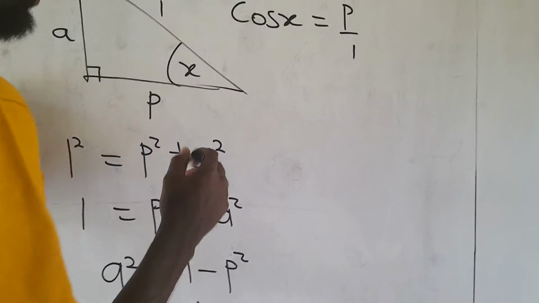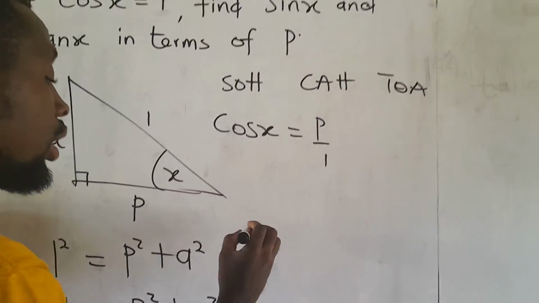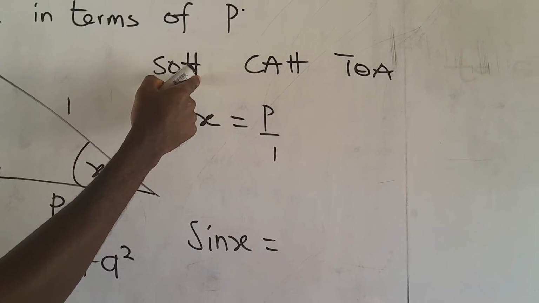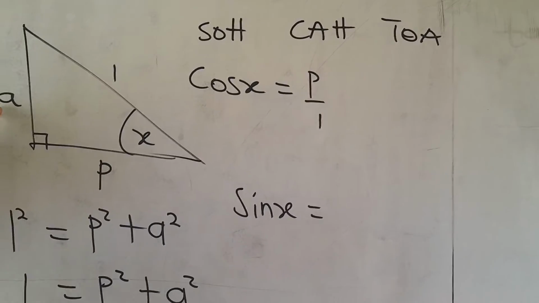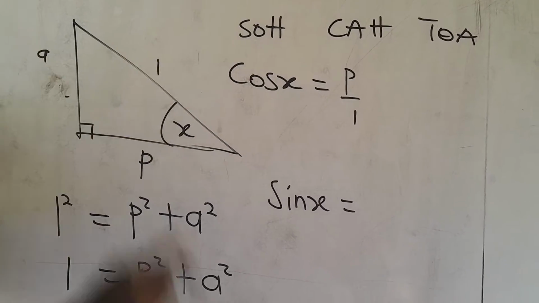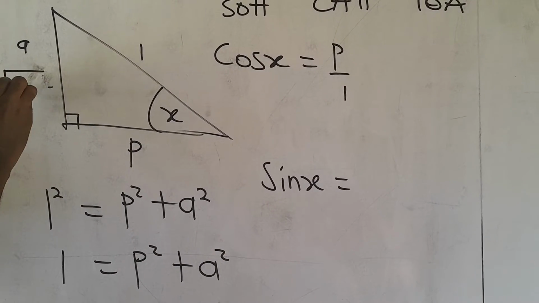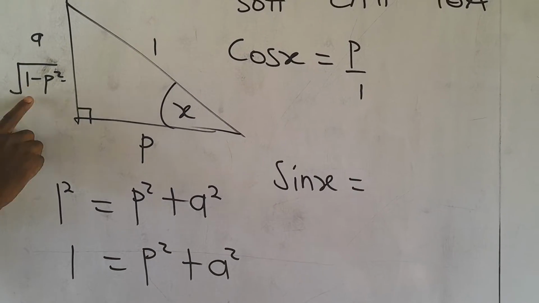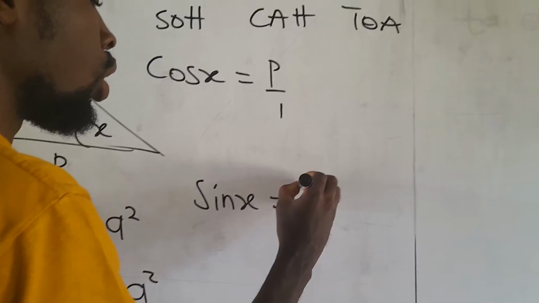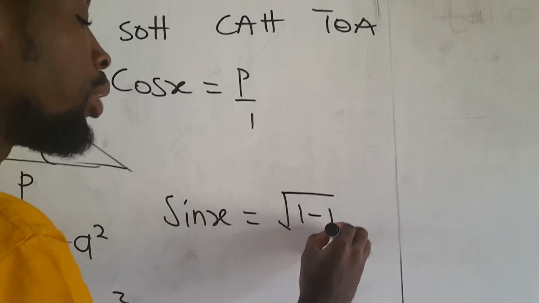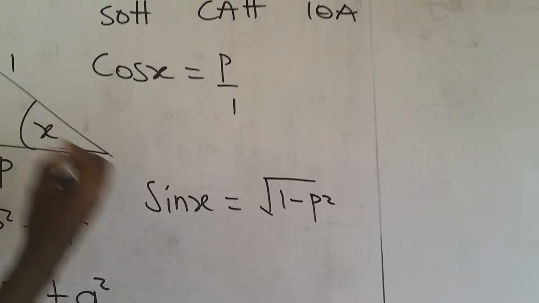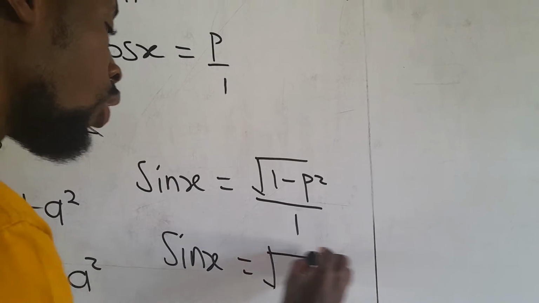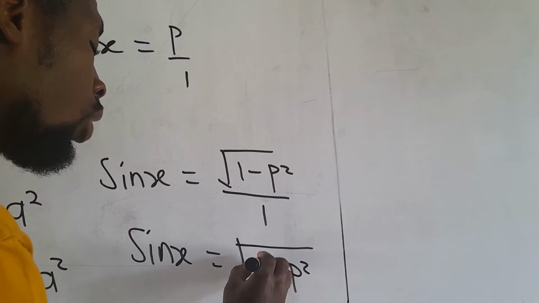Now we can find sin x and tan x. So our sin x, remember, is opposite over hypotenuse. What's our opposite? Since it's found in the first quadrant, we only use the positive aspect. That's the square root of 1 minus p squared. So sin x will be the square root of 1 minus p squared over the hypotenuse, which is 1. So this sin x will just be the square root of 1 minus p squared.